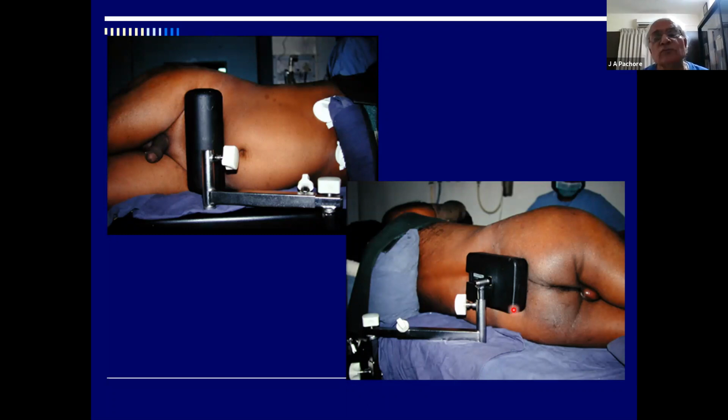We used to use the same type of support on the chest and back. Our anesthetists are not allowing us because he says a lot of chest compression takes place. So I have stopped using that. I am now using only a sandbag and a pillow. Very important. Another important thing, you see a pillow here.